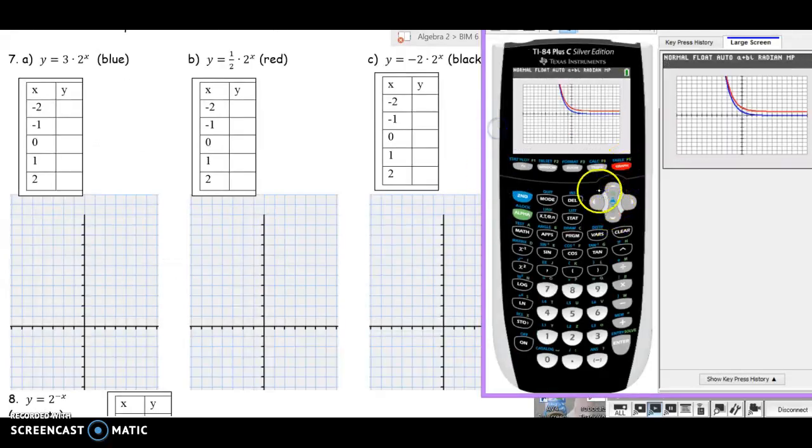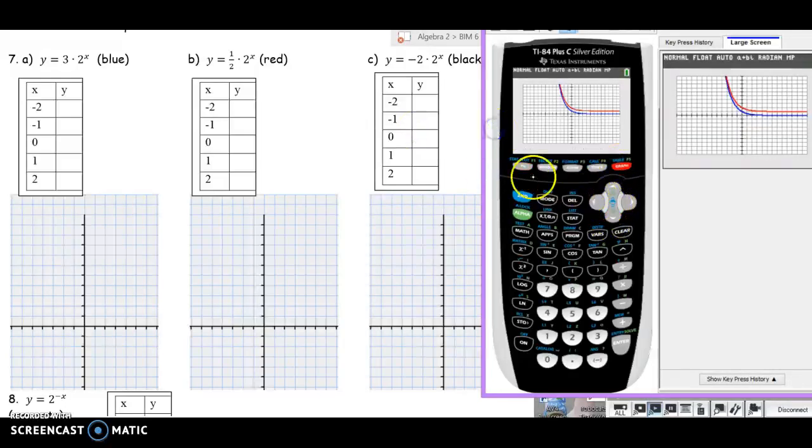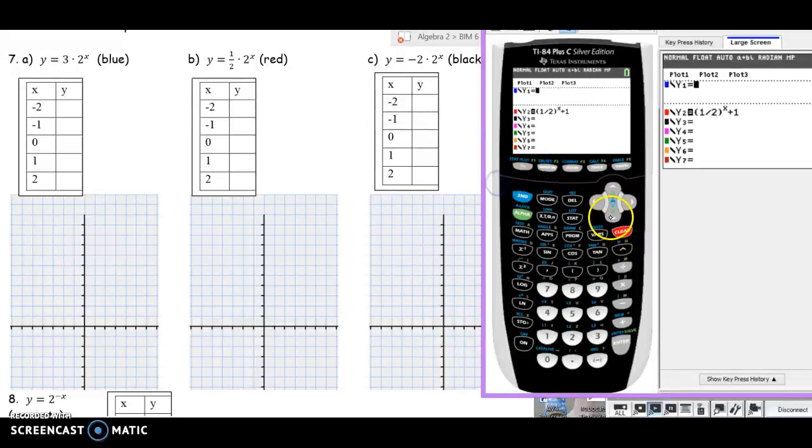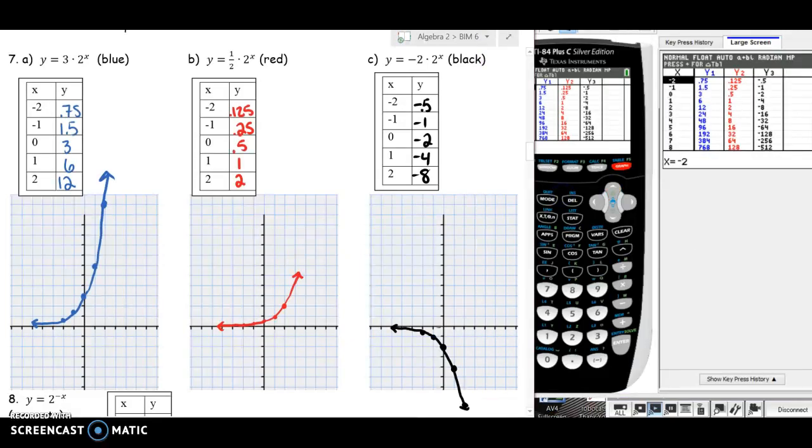For number 7, I want you to clear out everything in your y equals. Okay, there we go. There's colors associated, so put this first equation in 7a in the blue, y1. Put the second equation b in the red, y2, and put the third equation c in the black, y3. And then we can look at all 3 of them in all 3 tables at the same time. So take a moment and complete this on your own. Go. You may want to pause it on this screen. I'm not going to stay here very long.